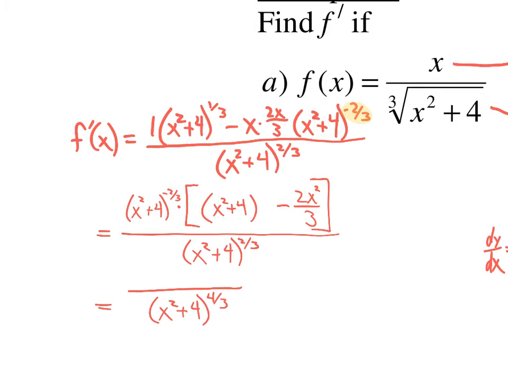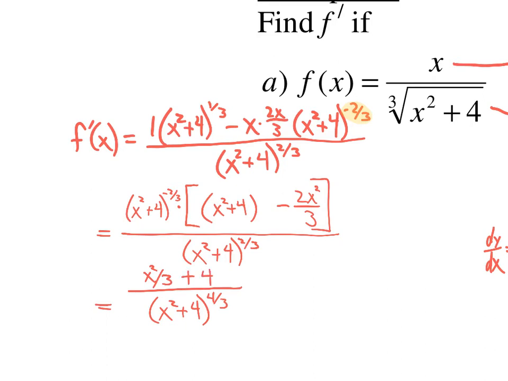Where did the x go from the numerator? Here? Yeah, where did that just go? I put it together there, that's why this is squared now. Oh, okay, yeah, I see. Okay? And now in these brackets I have an x squared minus a 2/3 x squared. So this is going to be a 1/3 x squared plus 4.